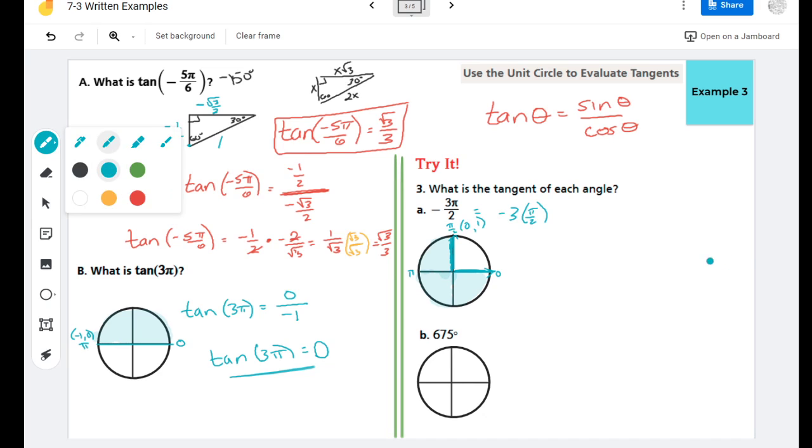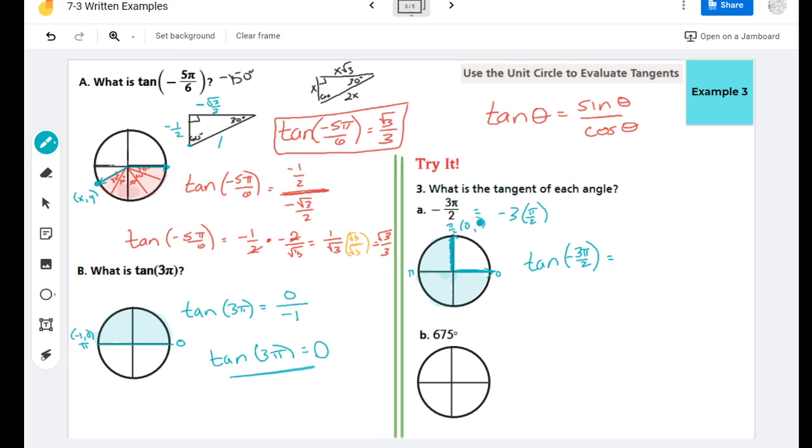So when I go to find my tangent of negative 3 pi over 2, my sine is my y value, which is 1, and my cosine is my x value, which is 0. So my sine divided by cosine is 1 divided by 0, and that's not allowed. So what we say here is that this is undefined. When we get into the tangent section, which I think is 7.4, I don't remember off the top of my head, you'll find that you'll have an asymptote there, which is kind of cool.